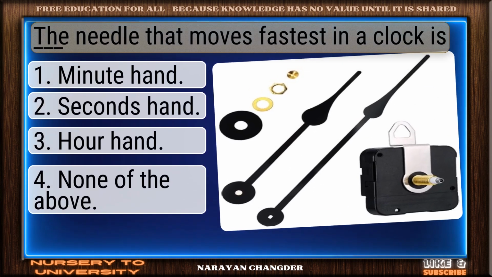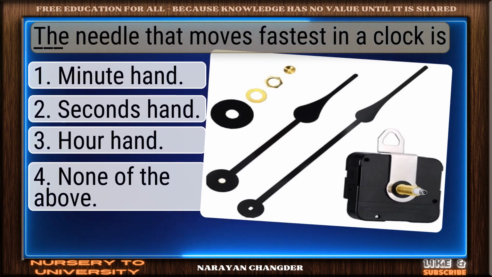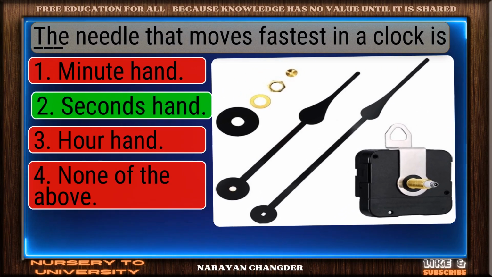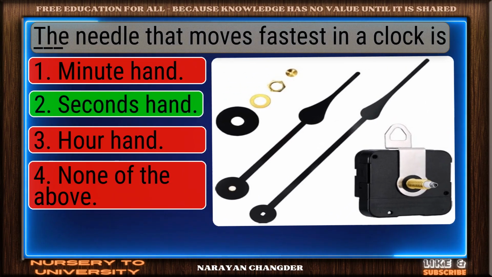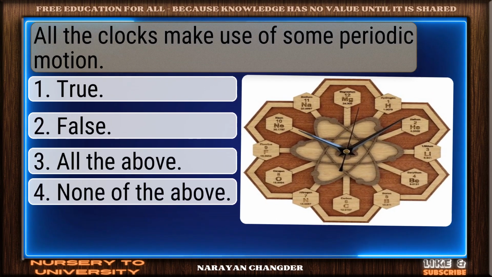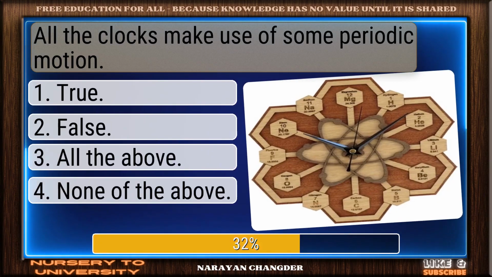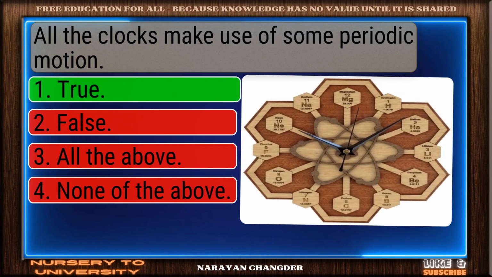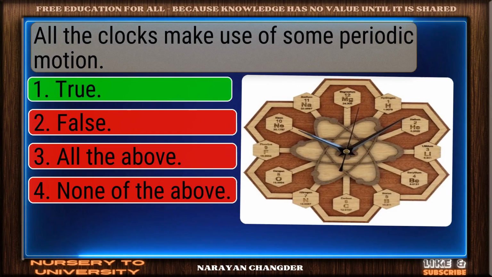Question number 19. The needle that moves fastest in a clock is dash. Perfect. Seconds hand is the correct choice. Question number 20. All the clocks make use of some periodic motion. Nice selection. True is the correct and valid answer.